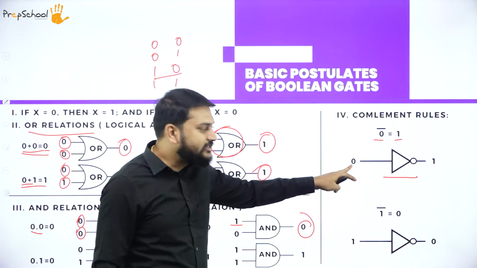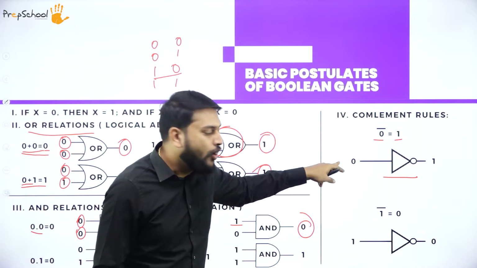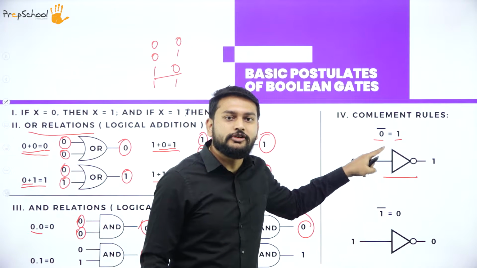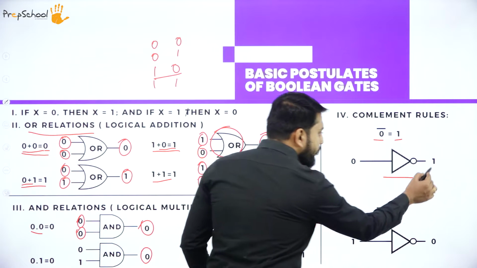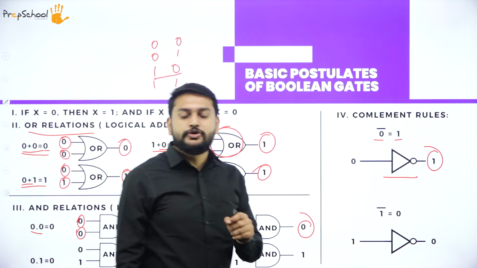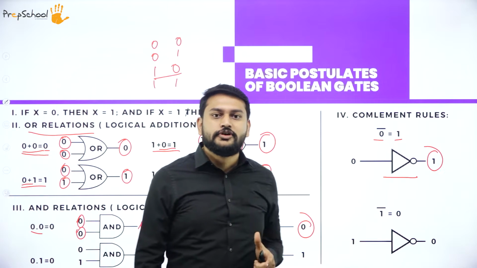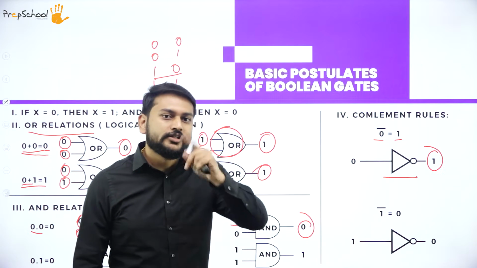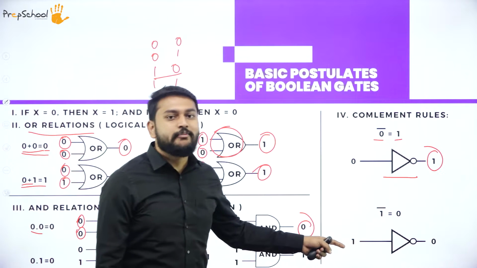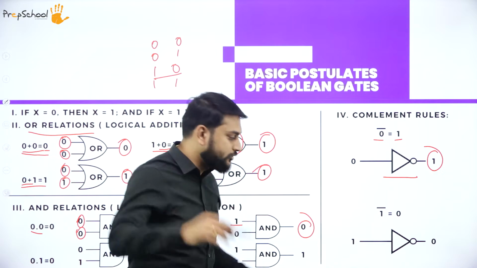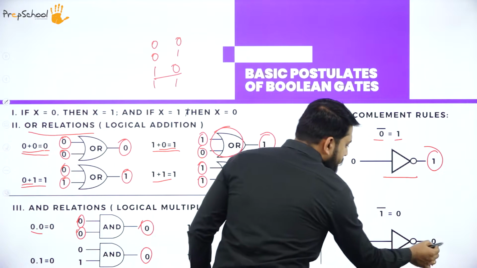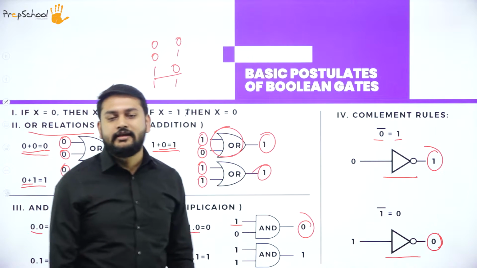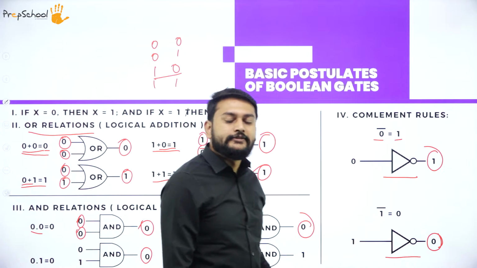So if I pass 0, my input is 0. Obviously, if I'm using the NOT gate, that's what I will call an invert gate, my output should be 1. That's what you need to understand. The same way, for the other combination of input, if I'm passing 1 as an input to the NOT gate, my output should be 0. That's what you need to understand with respect to the NOT gate.